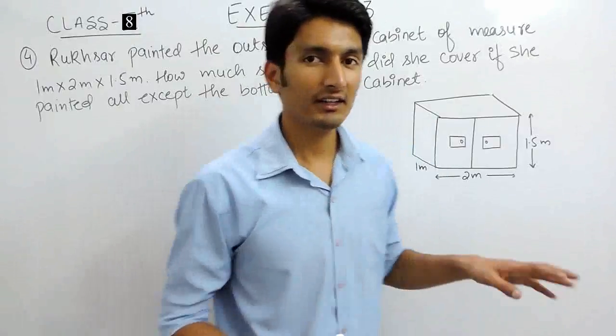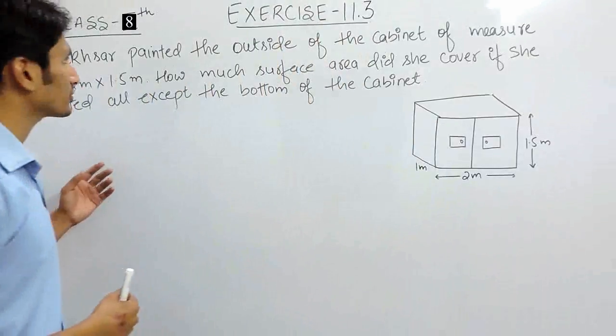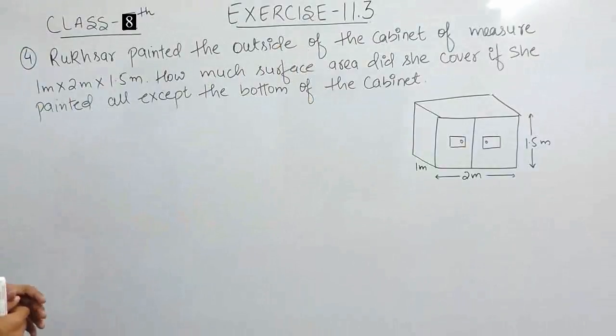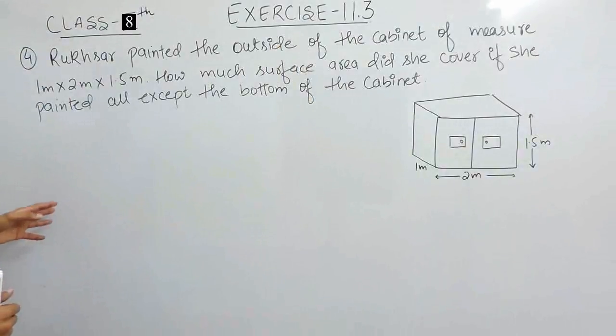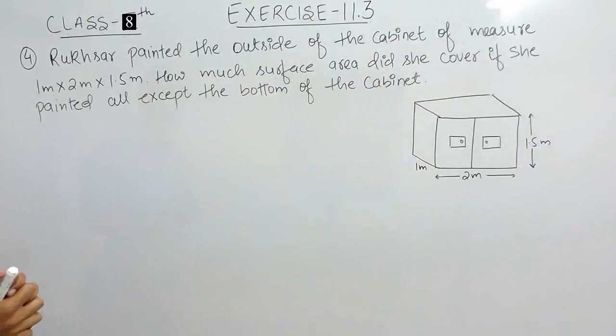Hello everyone, in this video we are going to solve question number 4 of exercise 11.3. The question says, Ruxar painted the outside of the cabinet of measure 1 meter multiplied by 2 meter multiplied by 1.5 meter. How much surface area did she cover if she painted all except the bottom of the cabinet?